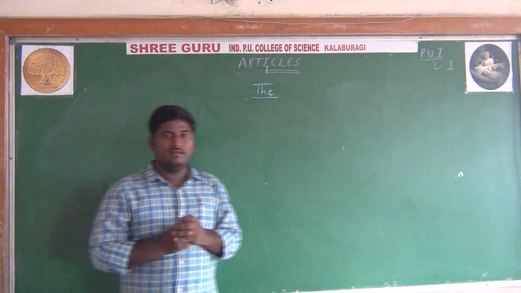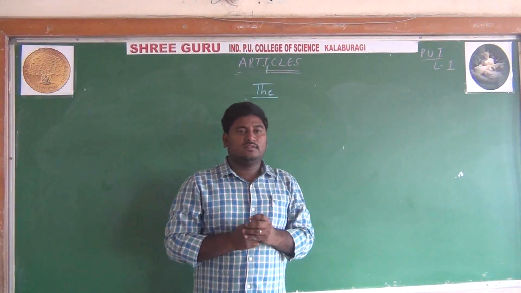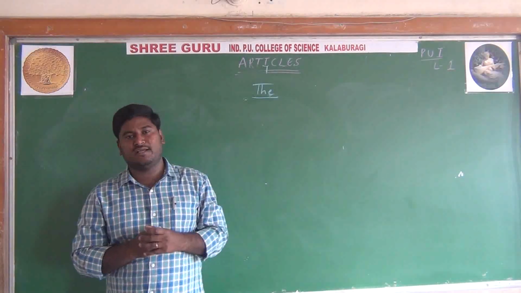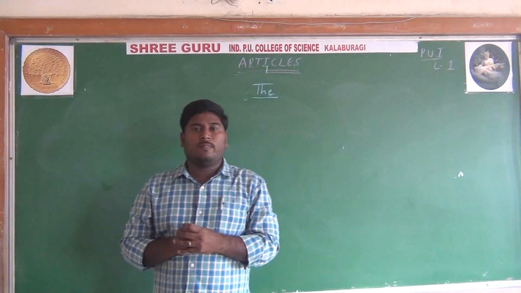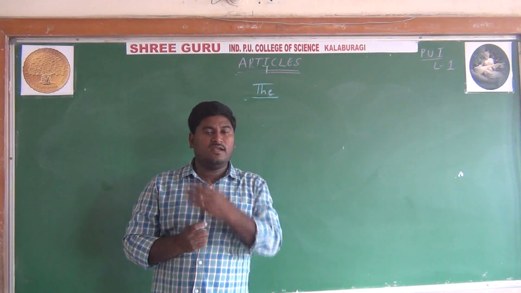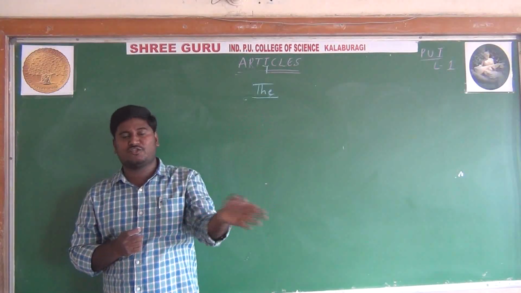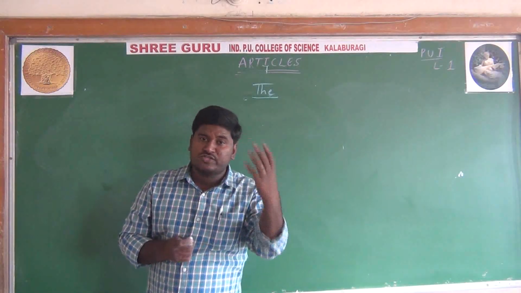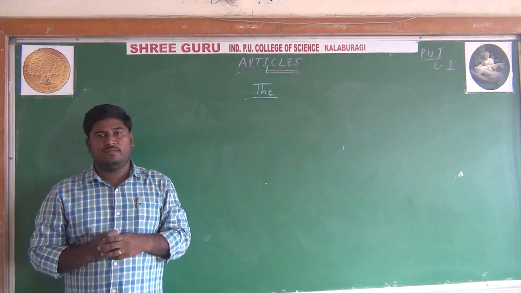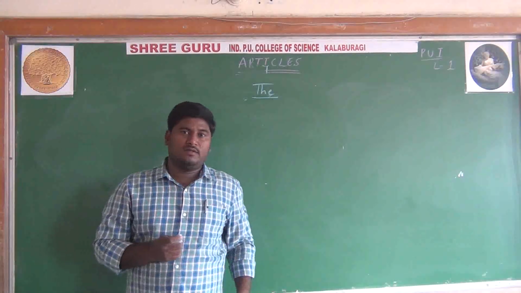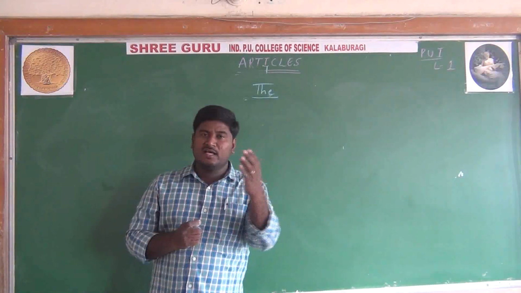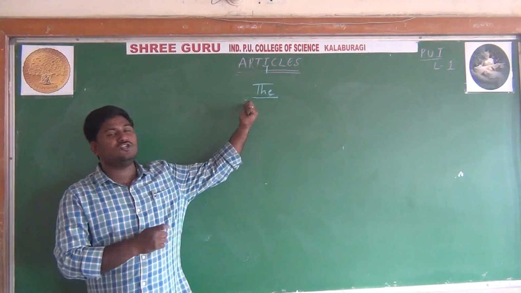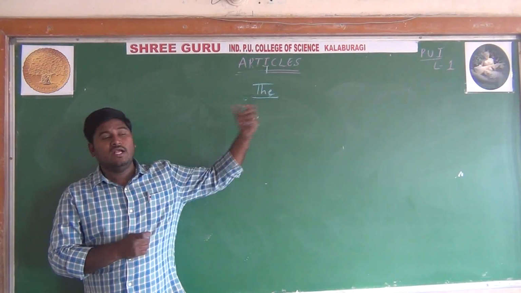For example, the Nile is the longest river. The is used there. Or Hari is the tallest boy in the class. The tallest, the highest, the most intelligent, the biggest, the most beautiful. So these are the superlative degrees. We say that before the superlative degree also we can use the word the.